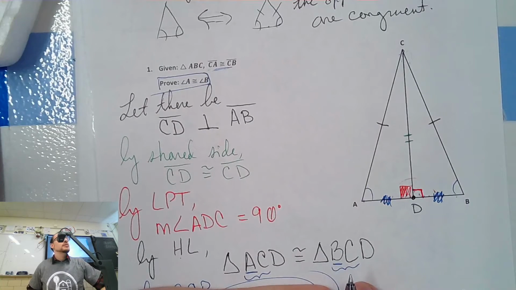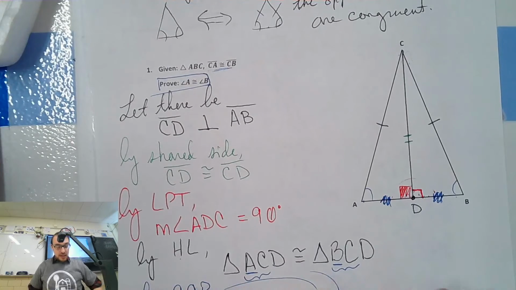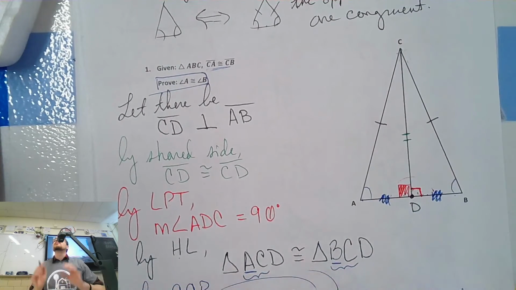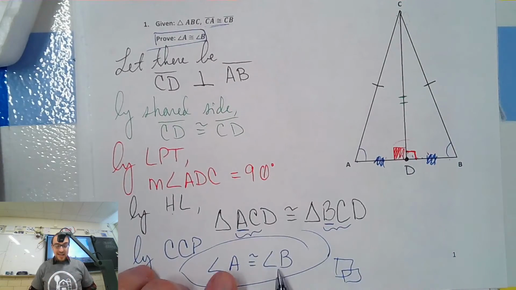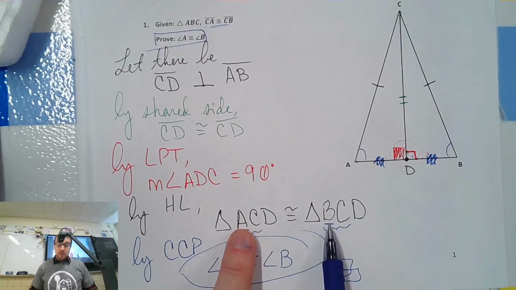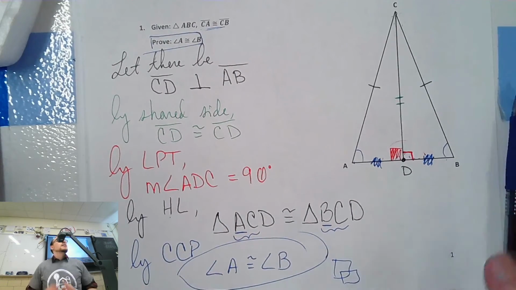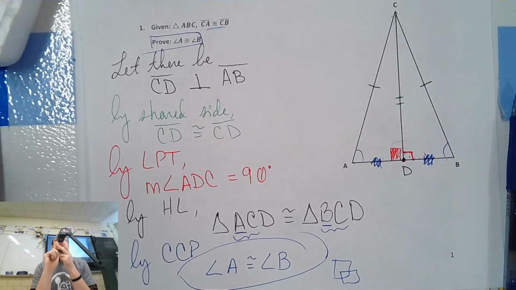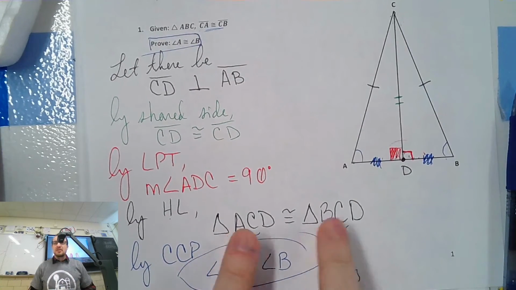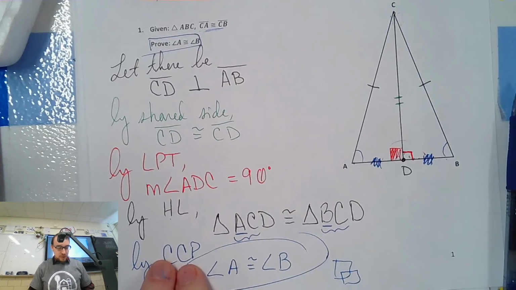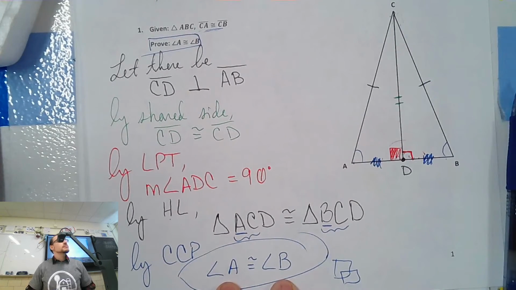Do I still have you? Yes? You're doing a really good job. Stay with me. Lastly, if the triangles are congruent, then their parts should match up. Question is which ones? Well, it turns out A and B do match up because they're corresponding. So by CCP, they're congruent. So CCP stands for corresponding congruent parts. When triangles are congruent, they have parts that correspond, same spots, right? Which ones correspond? These ones.